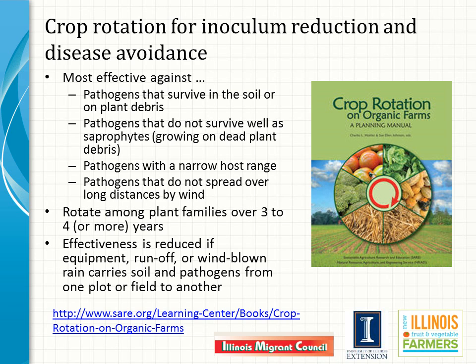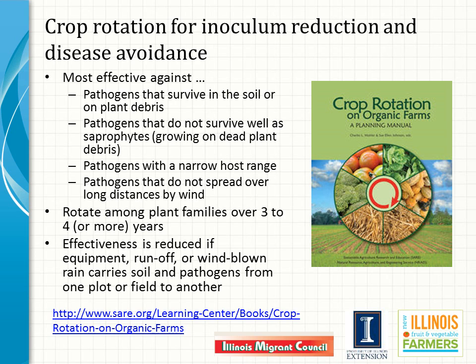Crop rotation again is the most commonly used practice for reducing inoculum in vegetable production. It's most effective against pathogens that survive in the soil or on plant debris, so that during the period between crops that are susceptible to that pathogen, survival declines year after year. It's most effective against pathogens that do not survive well as saprophytes. That means the organisms that grow on dead plant debris. It works best against pathogens with a narrow host range.